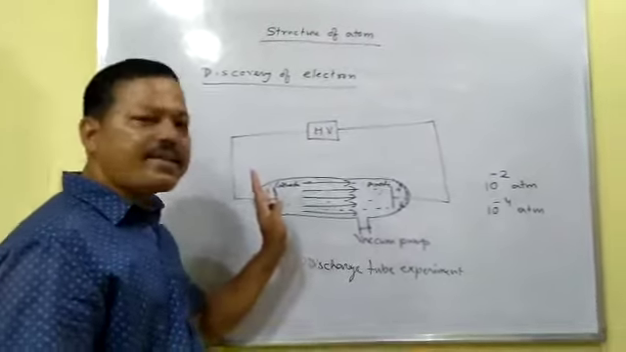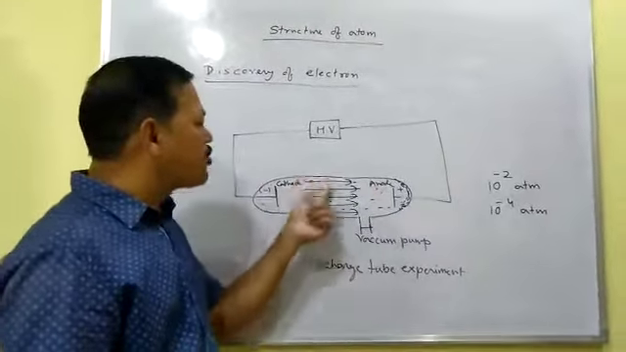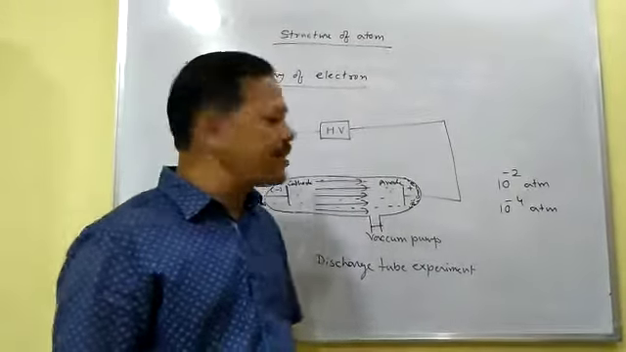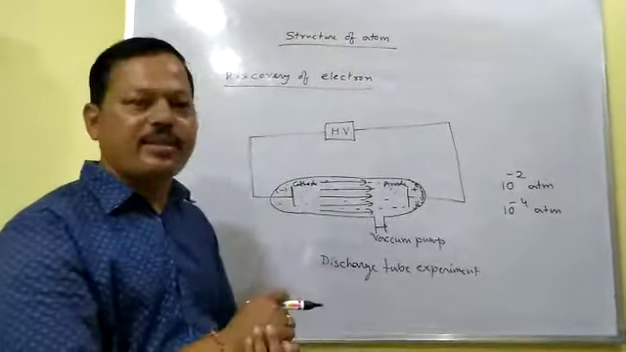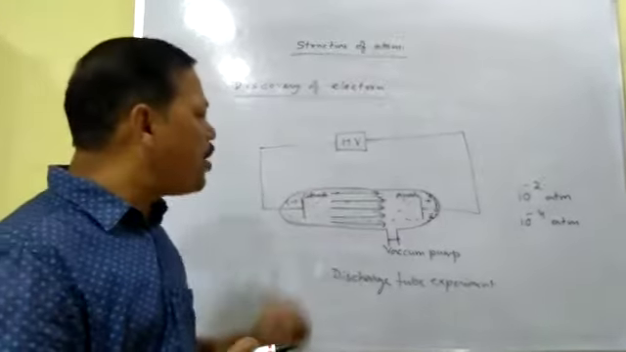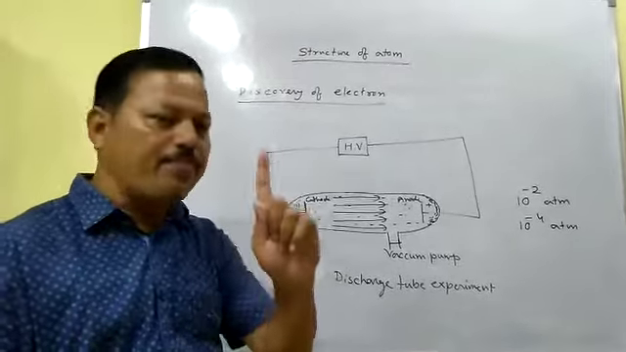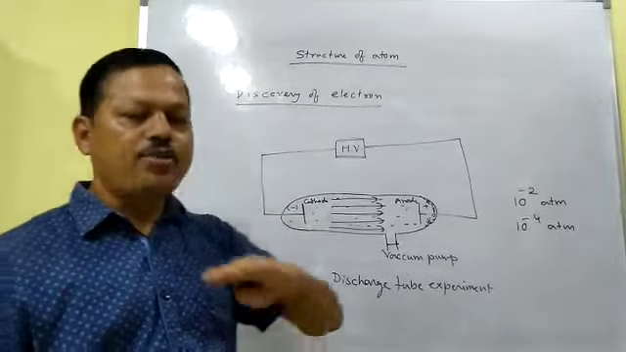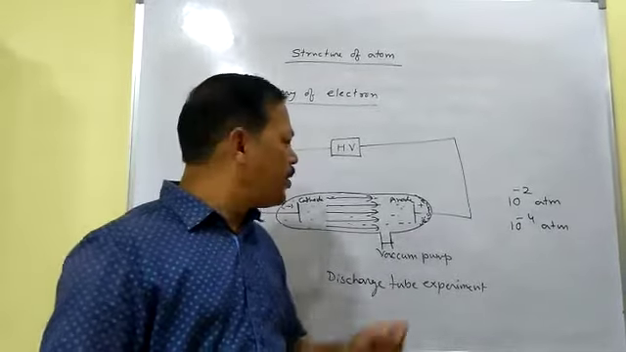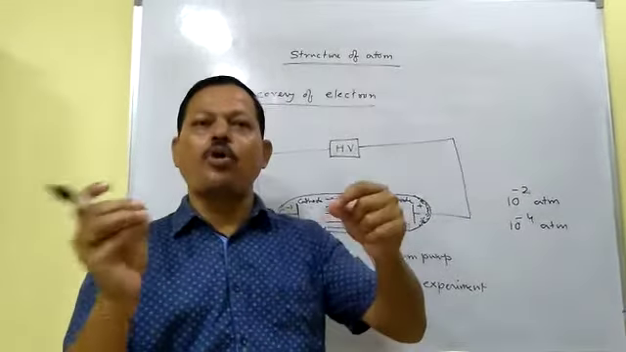Okay, since the rays are coming from the cathode, that's why these rays are called cathode rays. After discovering these rays, they examined what the characteristics of these rays are. It was found that the number one characteristic of cathode rays is that they always travel in a straight line. How did they prove it? By taking the shadow of an object.